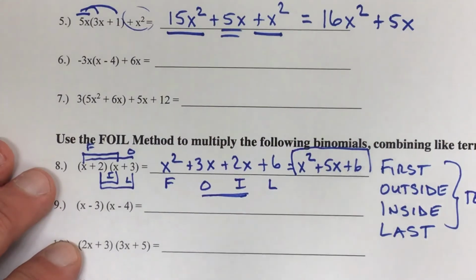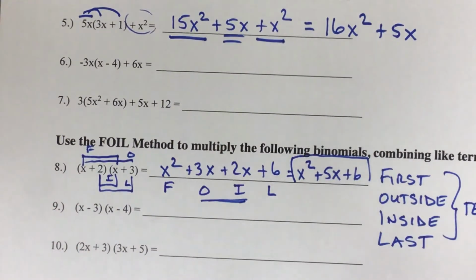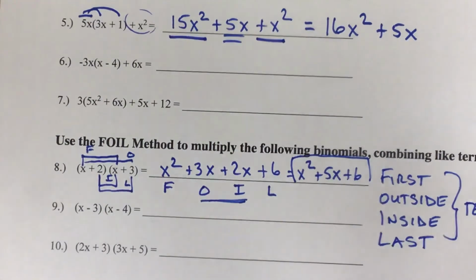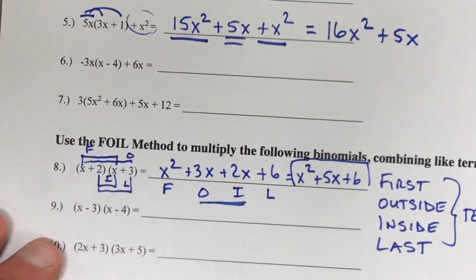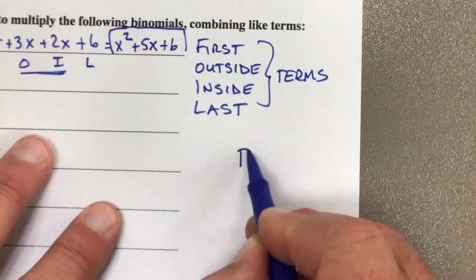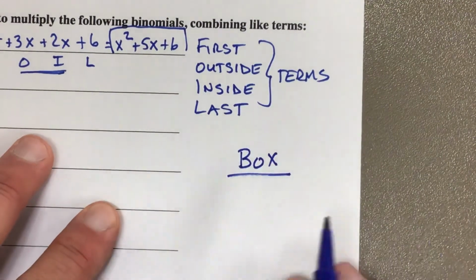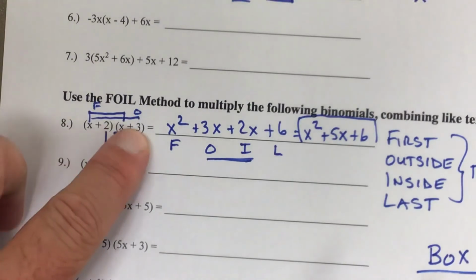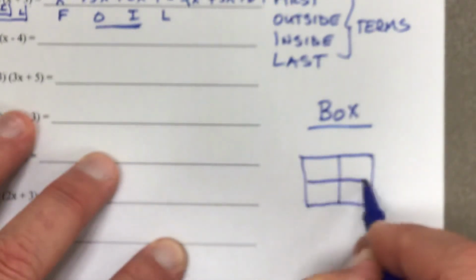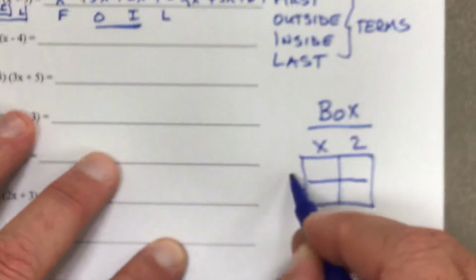Now, some of you are like, oh, wow, that's really different, and how do we do that? Well, is there a different way we can do the same problem? And yes, there's a different way you can do that same problem. You don't have to follow the FOIL. You can do the box method, all right? Some of us know the box method. So since there are two terms here, x plus 2 and x plus 3, then I simply make a 2 by 2 box, all right? I put x, 2, x, 3.